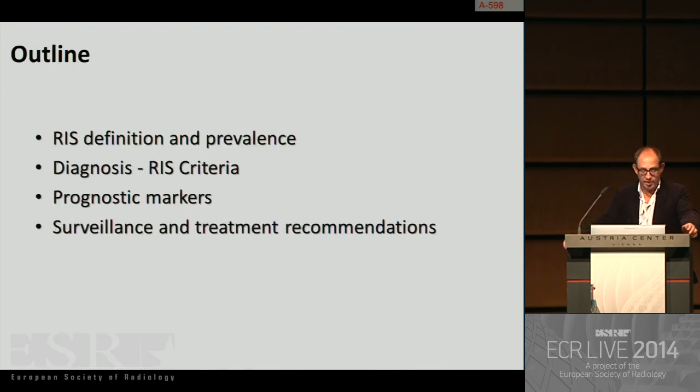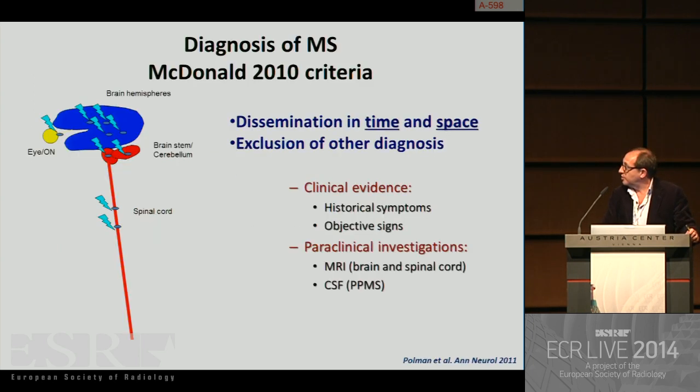First, I will try to give you the definition of what is a radiologically isolated syndrome, the prevalence of this, I would say, rare finding. Also, we can discuss the diagnostic criteria that have been recently proposed, some prognostic markers from both radiological and clinical points of view, and finally, very briefly, some recommendations about the management of these patients.